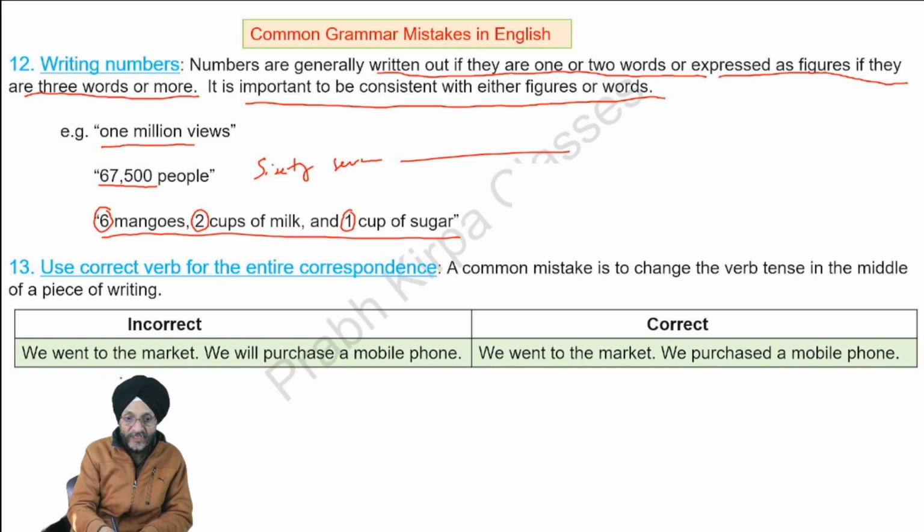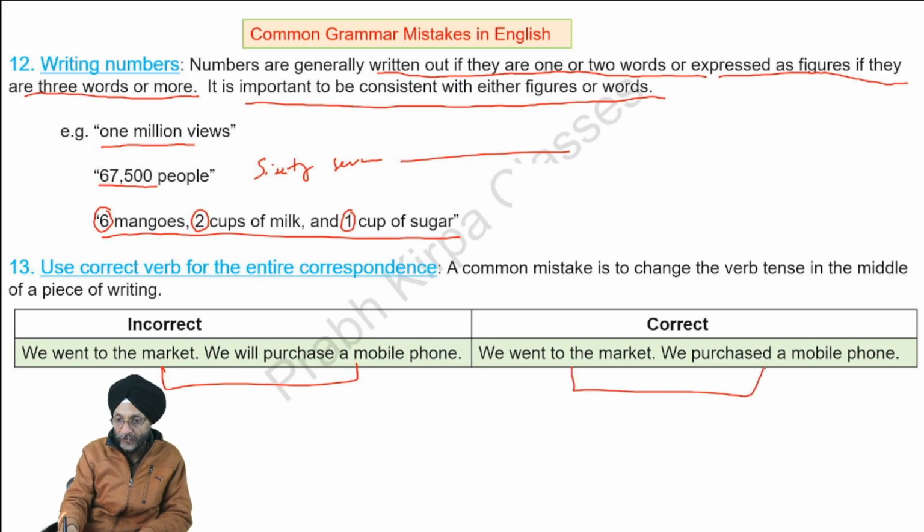Next, use the correct verb tense for the entire correspondence. Sometimes we make mistakes while we write a sentence. For example, "We went to the market, we will purchase a mobile phone." We are talking about the past. So the correct sentence will be "We went to the market, we purchased a mobile phone," or "We went to the market and purchased a mobile phone." So we have to make use of the verb as it has been used in the first tense, the past tense.